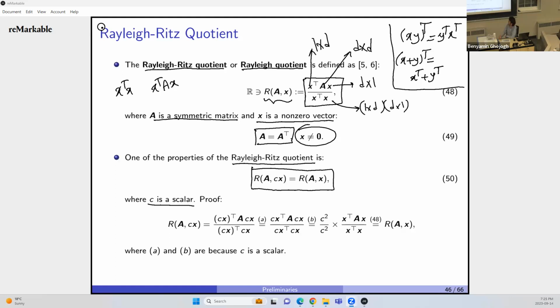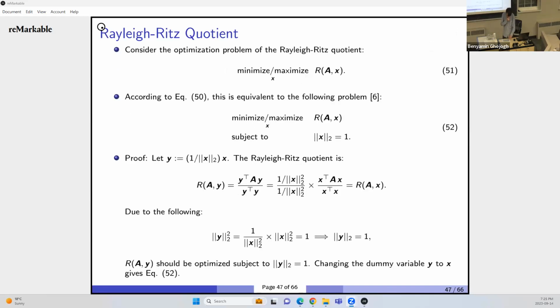C is a scalar. So Cx transpose becomes X transpose C transpose, which is X transpose C, and since C is a scalar, it can come before the vector. So it becomes Cx transpose. And the same here. Now the Cs are scalars, so I can bring them out. I have C squared here, also C squared here. They cancel each other. I will end up with the Rayleigh-Ritz quotient of X again. That's one.